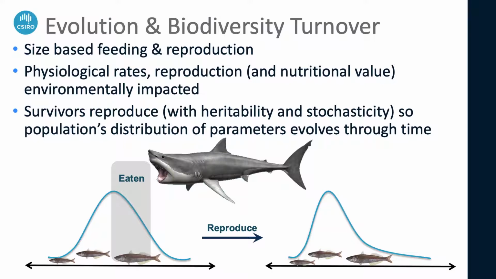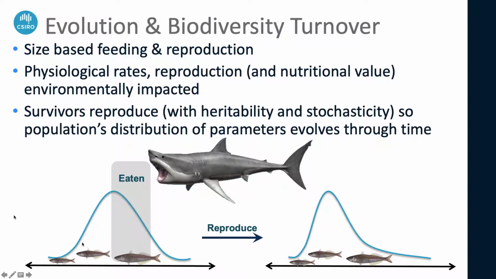And the idea is that you have a distribution, instead of one set of parameters, you have a distribution of parameters for things like growth rates, reproductive rates, feeding rates, movement rates, all those kinds of things. And then the individuals who survive get to reproduce, and then they pass on their parameter values with a little bit of variation potentially, which means that the midpoint of the distribution shifts through time.